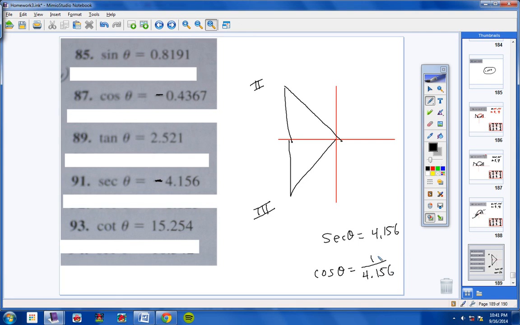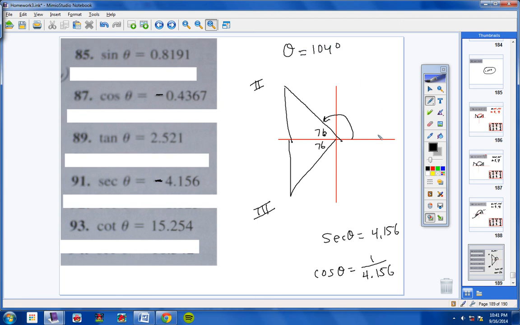So I'm going to type into my calculator second cosine, and then 1 divided by 4.156. Okay, and then hit enter, and you're going to get 76 degrees approximately. So 76 goes here, and 76 goes here. So my answers would be, rotate here, we're not quite at 180, we're 76 degrees short, so 180 minus 76 would be 104 degrees.